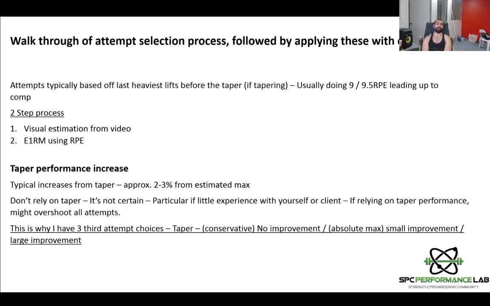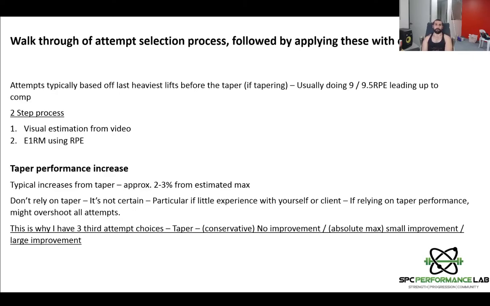One, I'm going to have a video of that lift, and I'm just going to do a visual estimation from that. So if someone did a 140 kilo squat at, say, a 9 RPE, I'm just going to look at that video and be like, you know what, they might have had about 5 to 7 kilos in them. And then with that, I like to use an estimated 1RM calculator using RPE, which I will show you soon in the next few slides. So you can plug in that they did 140 kilos for 1 rep at a 9 RPE, and that's going to spit out an estimated 1RM.